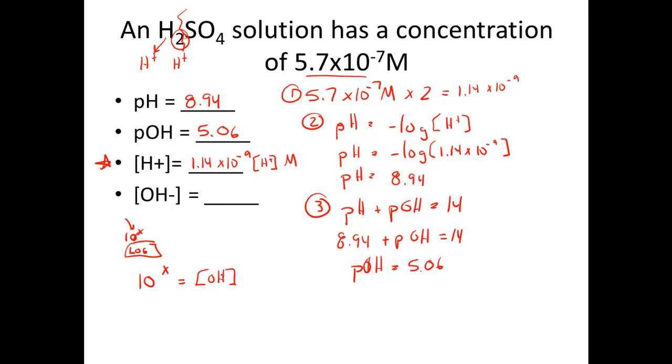But the thing is that over here, I want you to see, I used the negative log. And we need to account for that. So I'm going to do 10 to the negative pOH is going to be equal to my OH ion concentration. And when I substitute in 10 to the negative 5.06, I find out that the OH concentration is going to be 8.70, using my numbers, times 10 to the negative 6 molar.